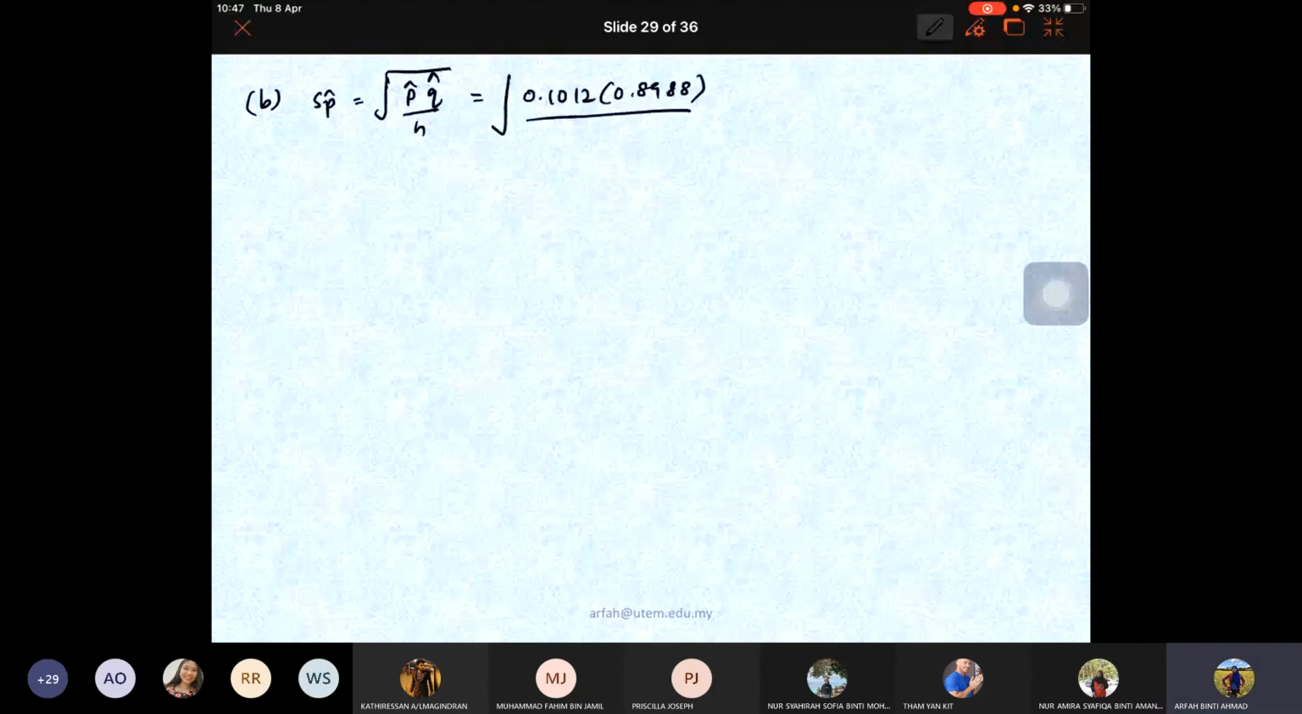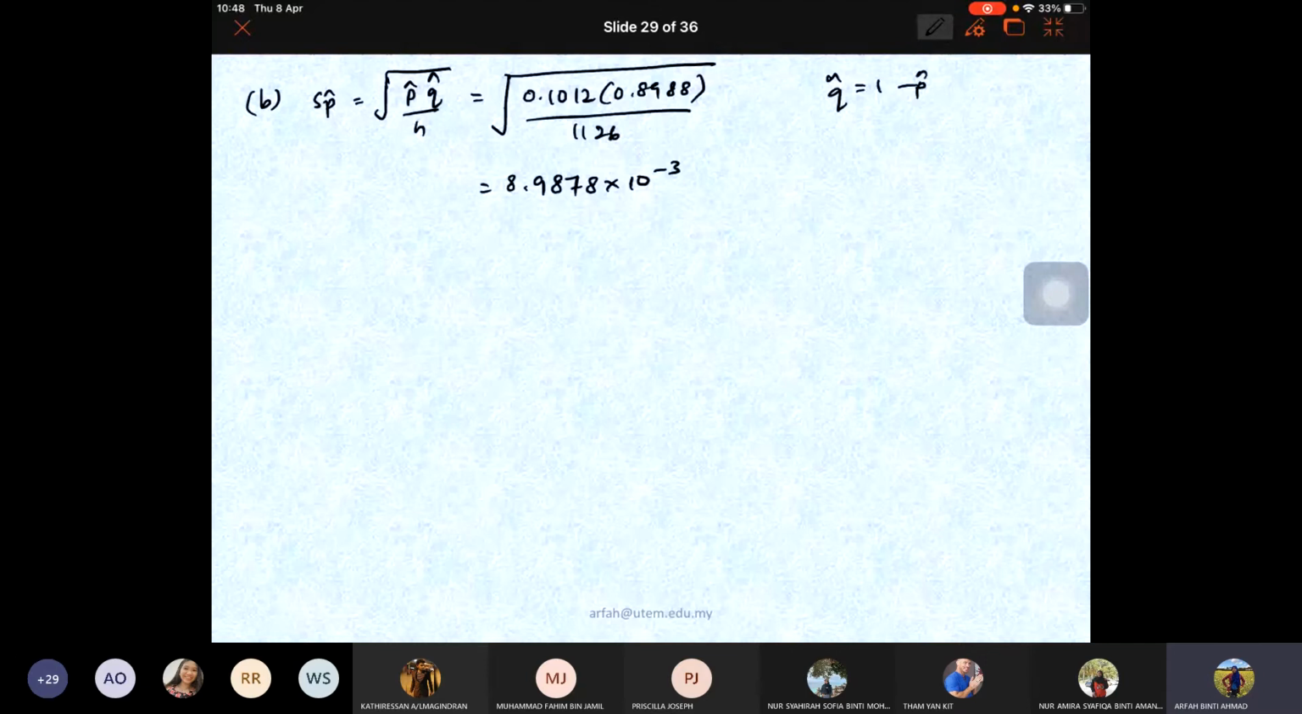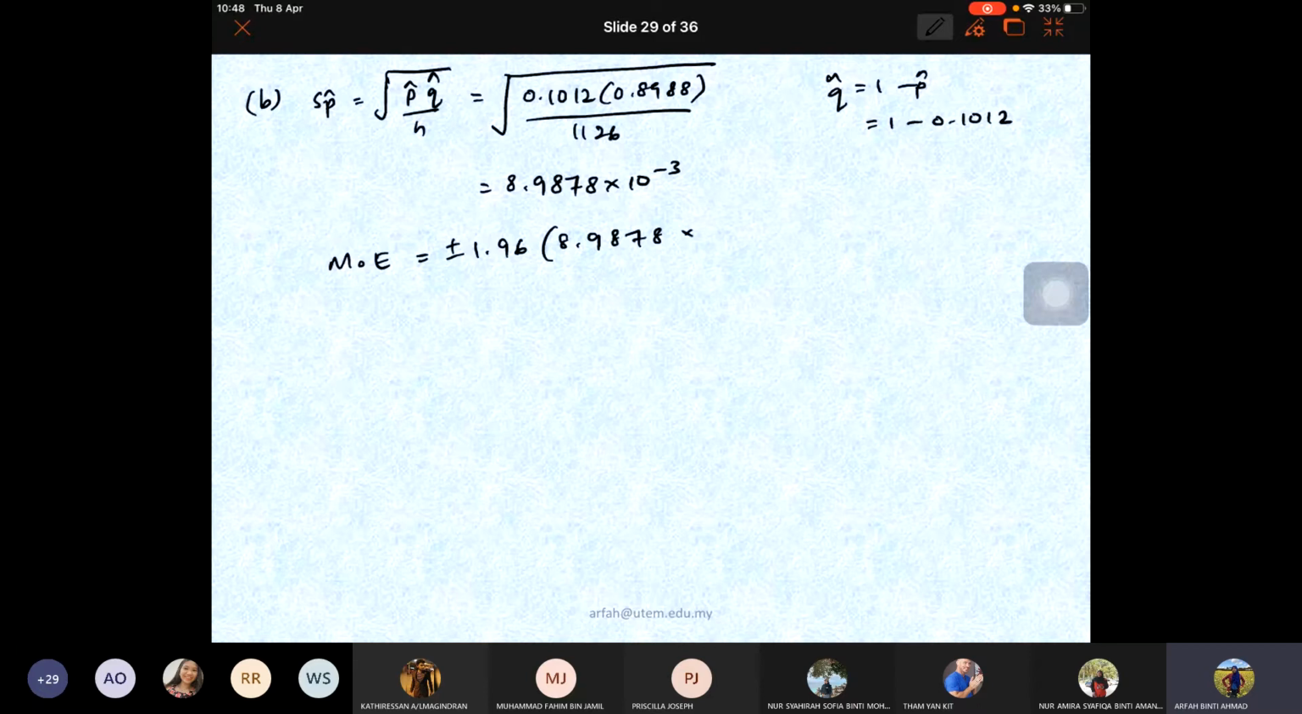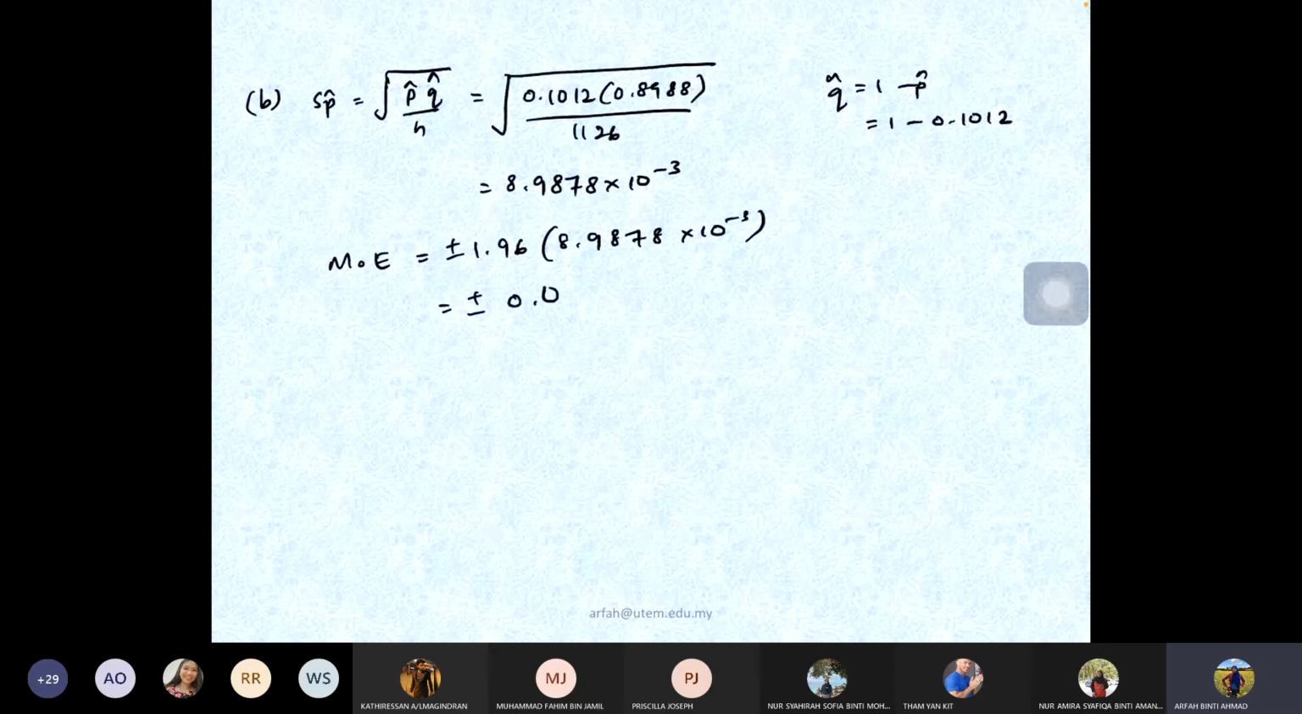So this is the calculation for what we call SP hat. So you will get 8.9878 darab 10 kuasa negatif 3, yang mana Q hat sama dengan 1 minus P hat, 1 minus 0.1012. Okay, so the margin of error will be equal to plus minus 1.96 multiply with SP hat, 8.9878 darab 10 kuasa negatif 3. So dapat plus minus 0.0176. Dapat kan?